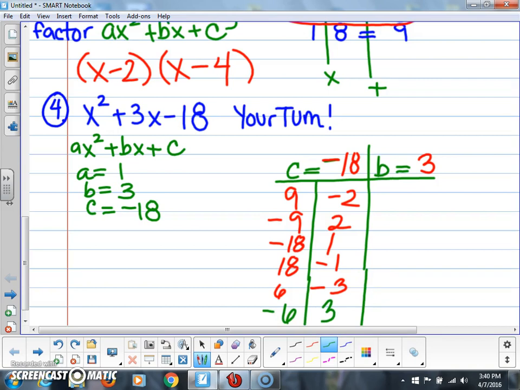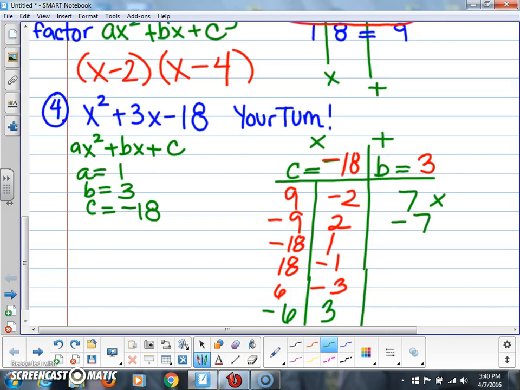Okay, let's stop there for now. If we don't get it, then we'll keep going. So we're going to multiply together to get negative 18, and I need it to add up to 3. What is 9 minus 2? 7, right? That's not positive 3, so wrong answer. Okay, wrong factors. Negative 9 plus 2? That's negative 7. Okay, good.